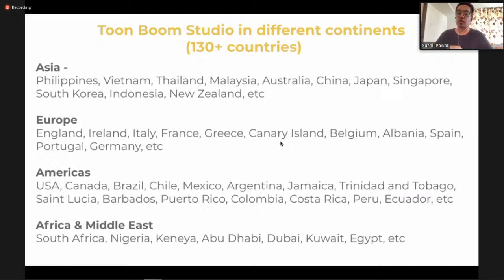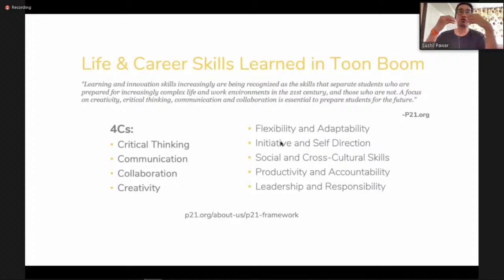There are n number of countries with us. What Toon Boom does is teach students and faculty members the 4Cs: critical thinking, communication, collaboration, and creativity. These 4Cs can help you gain the maximum knowledge and make you an industry standard in 2D animation, which will make your resume stand apart from the crowd, and you can get associated with the top-notch studios in the world.